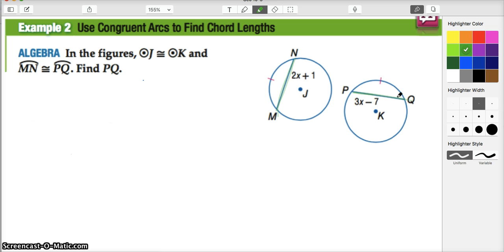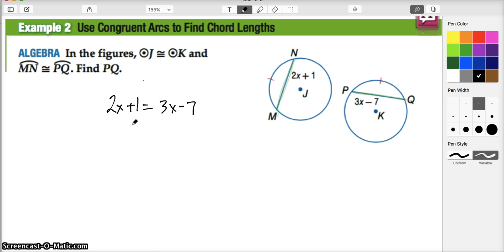congruent to PQ. And that means that if MN has a length of 2x plus 1 and PQ has a length of 3x minus 7, I can create a pretty straightforward algebraic equation setting both of these expressions equal to one another. With that, I'm going to solve it like I know. Subtract 2x on both sides, and then add 7 to both sides too. I'm being a little sloppy, my chablitos. But x is equal to 8.